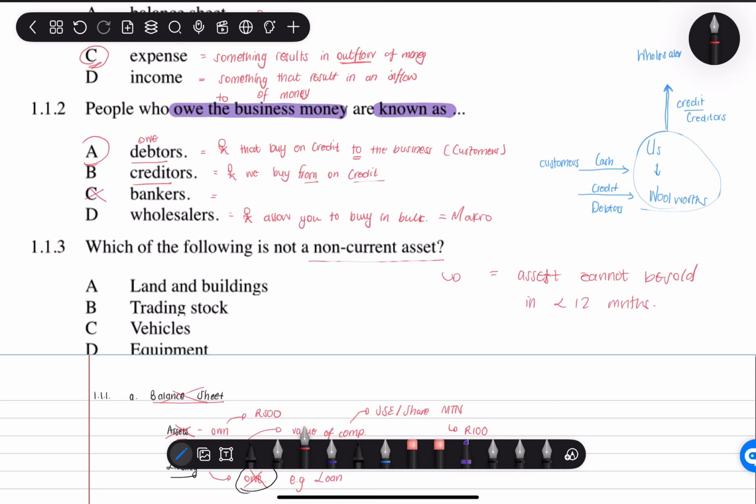Okay? So land and buildings. The building you are currently in, for instance, the school building you're in, will they sell that in less than 12 months? Most likely not. So this is a non-current asset. Okay? Trading stock, for instance, they are most likely going to sell your trading stock in less than 12 months. If you're a business that sells jewelry such as Lovisa, you're trying to sell your jewelry as quick as possible. So in less than 12 months, this is a current asset.